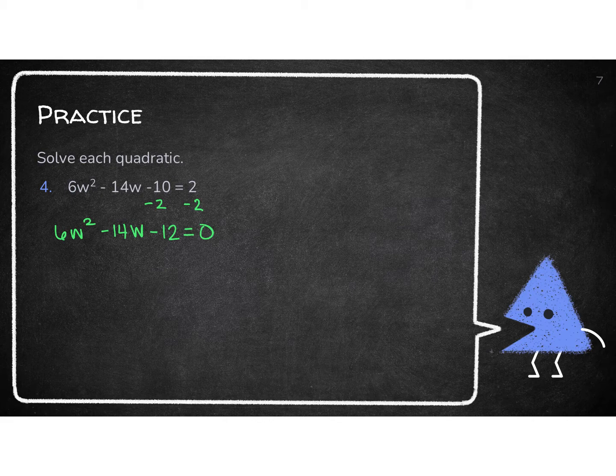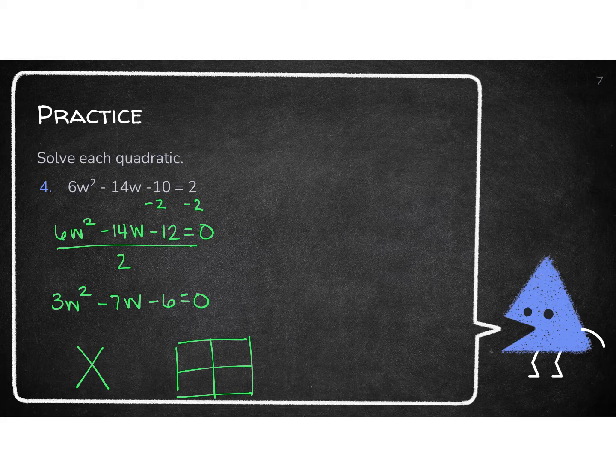I can ask myself, is there a GCF? Yes, these all have a 2 in common. So we're going to divide everything by 2. So I'm actually going to have 3w squared minus 7w minus 6 equal to 0 now. Now I see something squared, so we need to do our x in our box.